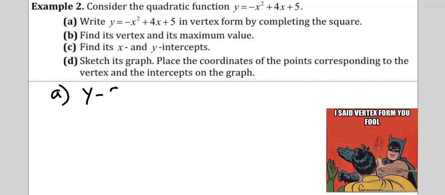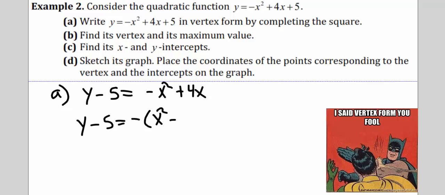So I'd have y minus 5 equals negative x squared plus 4x. And now I'm going to factor out that negative in front of the x squared. This one's actually a little bit more challenging than the ones that don't have the negative. So you factor out that negative, and now we've got x squared minus 4x. I'm going to leave a little spot here because we're going to have to figure out what we need there.